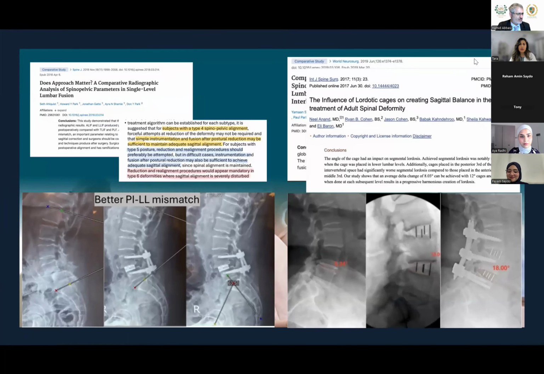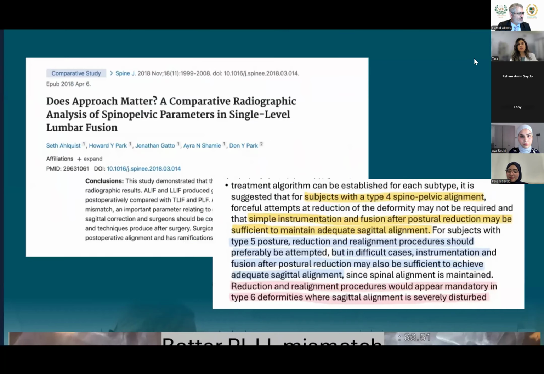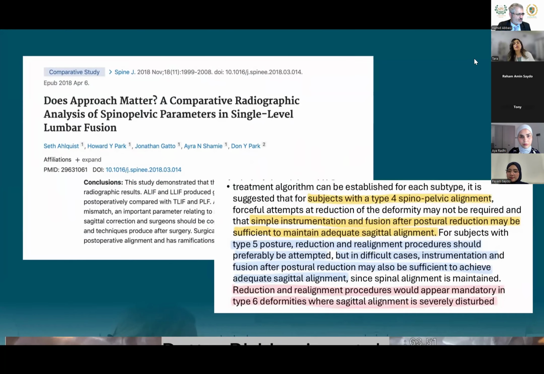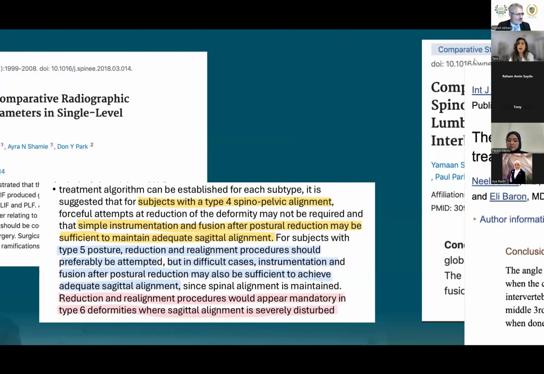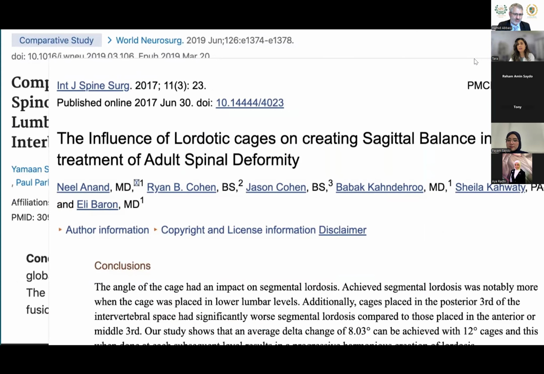Here again, many other studies have been published telling us that in the SDSG classification, the lower types 1, 2, 3 may need only a fusion without reduction, or simple decompression with fusion. And in type 5, we might need a simple reduction with fusion. But when we have a type 6 of sagittal malalignment, we have to think about restoring the sagittal balance. And as I mentioned, restoring sagittal balance will be by restoring the lumbar lordosis and restoring the interbody disc spaces.